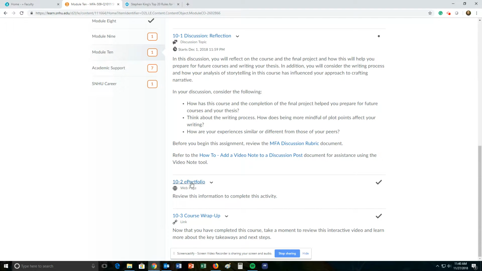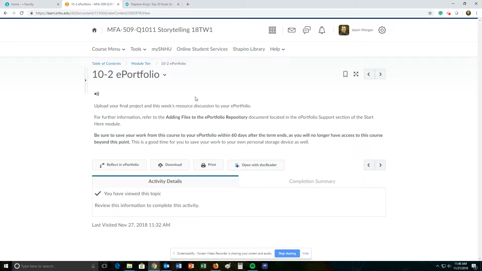And then the last but not least is this e-portfolio. We haven't talked about that a lot in this class. I don't know if you've done so in other classes, but this e-portfolio is a cool thing that they have here at Southern New Hampshire, where it gives you a chance to save things. There's this thing, adding files to the ePortfolio repository, which is found at the Start Here module. So if we go back to that, it'll show you how to do that.